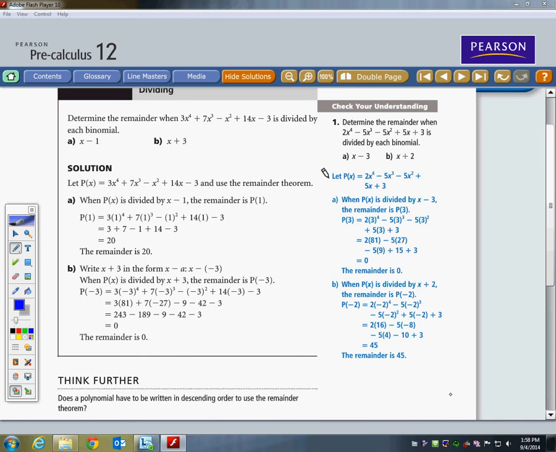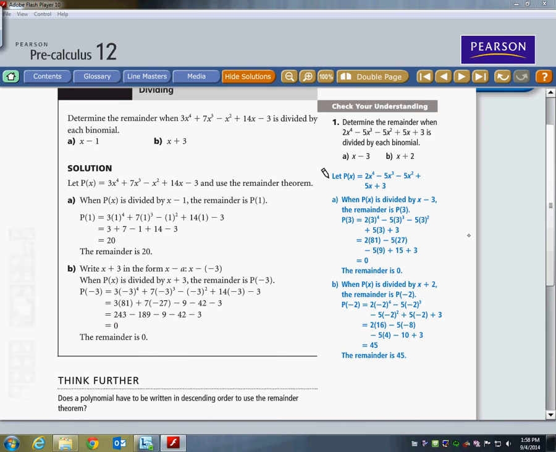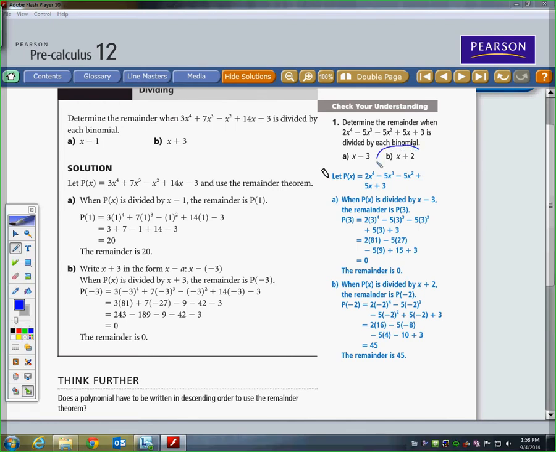Okay, welcome back. I hope you did well on that second question. Just taking a look at it here with the x plus 2, I guess the tricky part is that the a value would be minus 2. So you're going to be substituting a negative 2 into that polynomial, and the remainder was 45. So hopefully you got that okay.